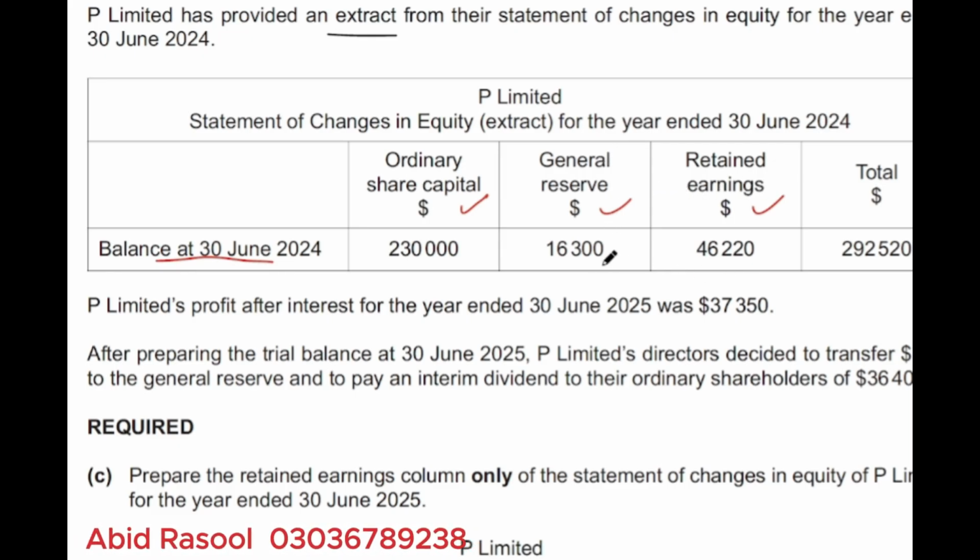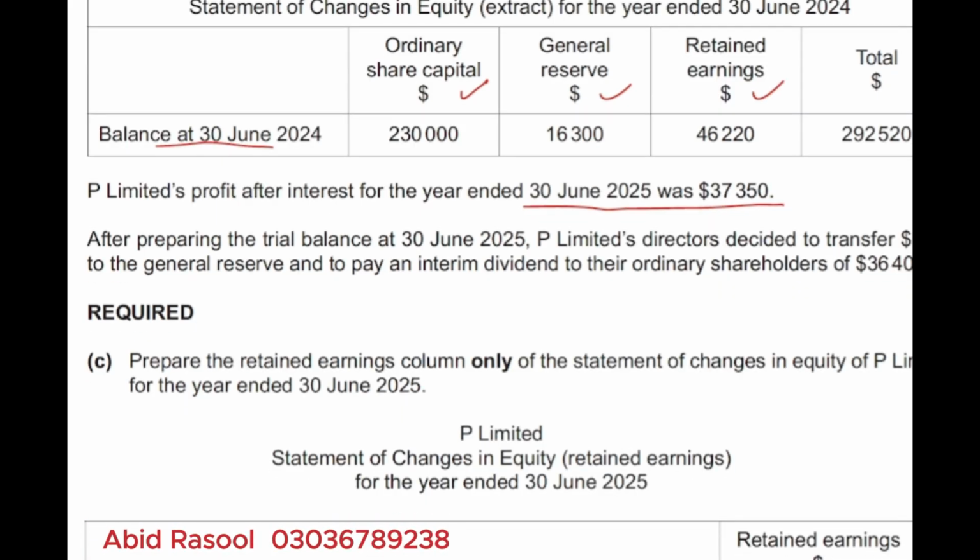Okay, these are their balances given. P Limited's profit after interest for the year ended 30th June 2025 was, now this year's profit is given, 37,350. After preparing the trial balance at 30th June 2025, P Limited's directors decided to transfer 8,000 to the general reserve and to pay an interim dividend to their ordinary shareholders of 36,400.